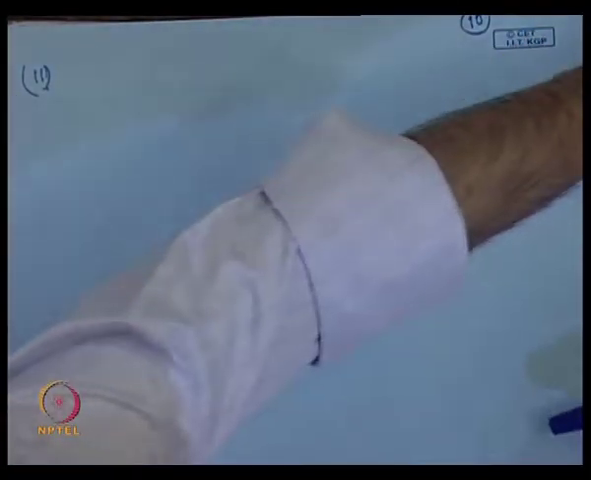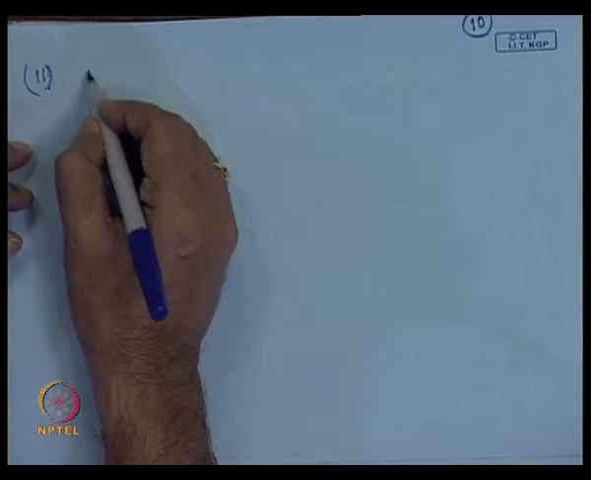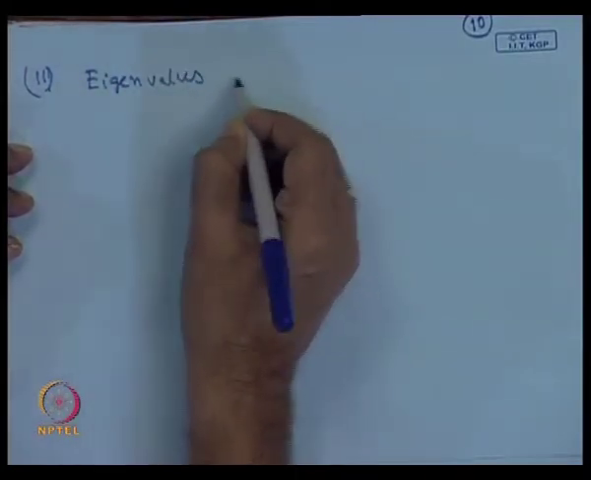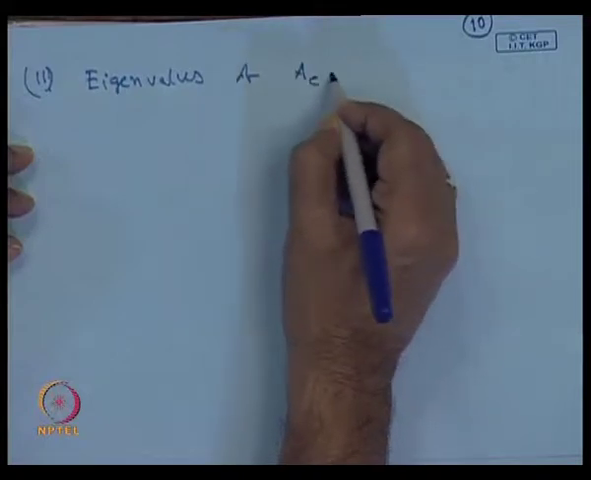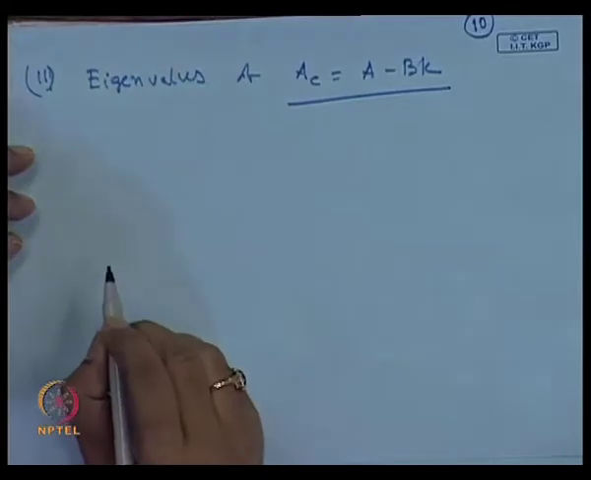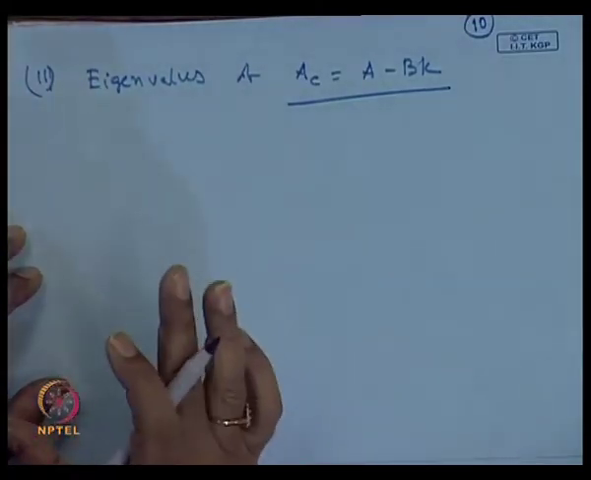If you see part 2 of the problem, part 2 of the problem is check the stability of the closed loop system. So, you find out the eigenvalues of the A_c matrix. A_c means the A minus B K matrix. If all the eigenvalues of this one have negative real parts, the system is stable.